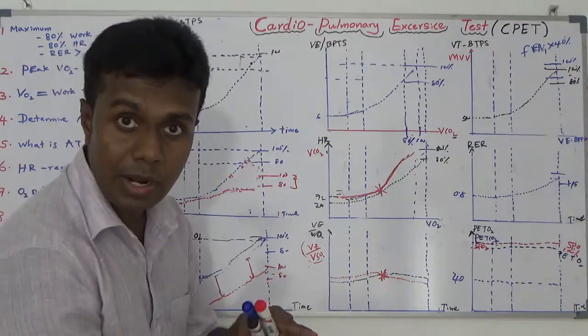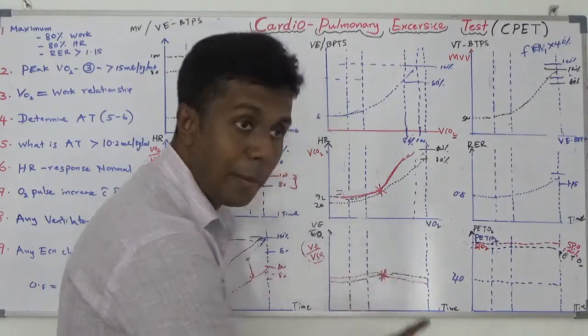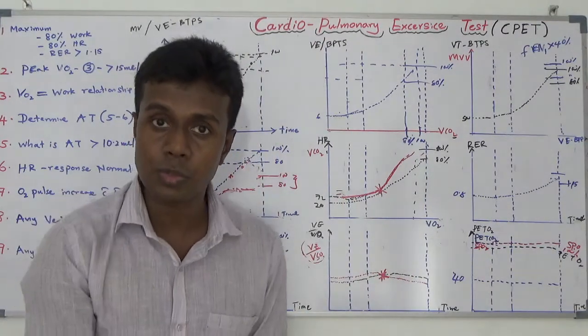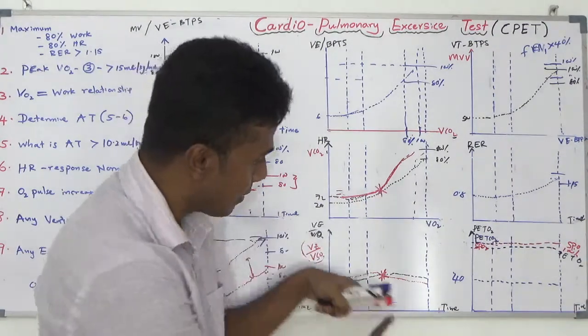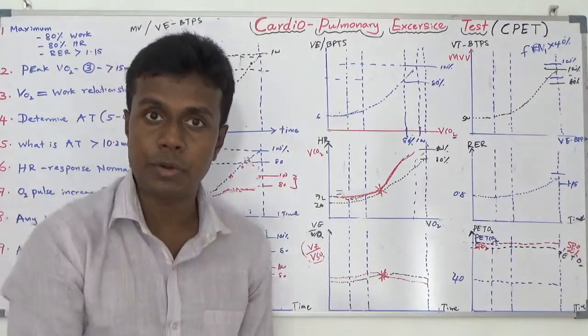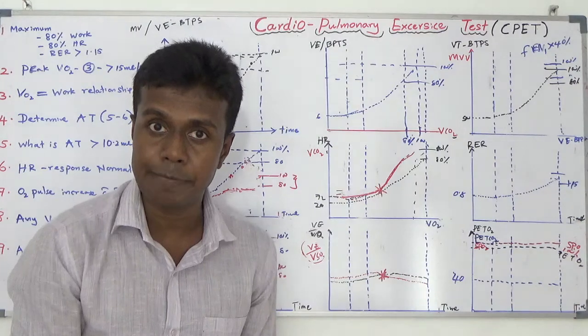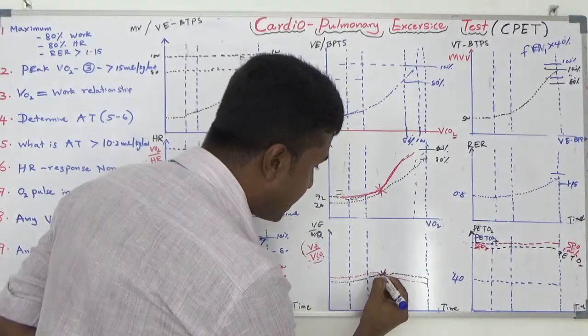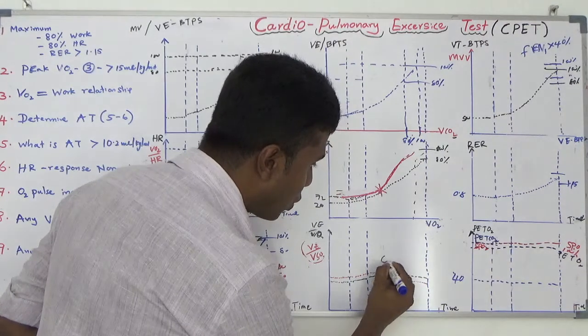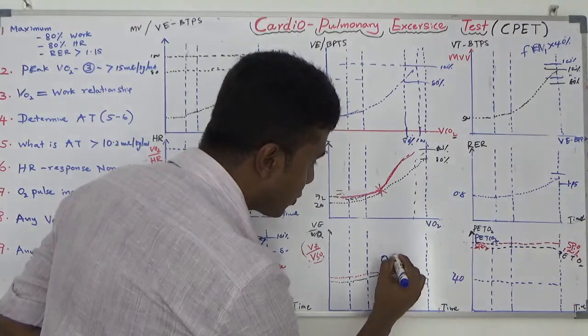Then your oxygen graph comes up and the carbon dioxide graph goes down. The turning point of those two curves here is where anaerobic metabolism is going to start. At that time, we are going to measure here the volume of oxygen.